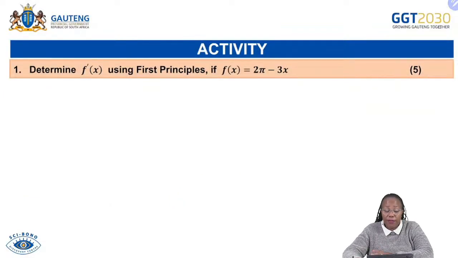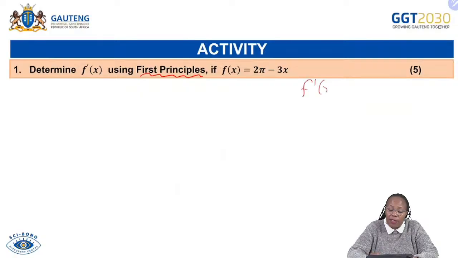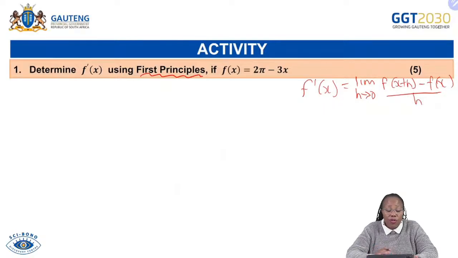And then grade 12, that is your activity. Look at this. This is on first principle. That means you must use your formula from the formula sheet, which states that f derivative of x is equal to the limit of h approaching 0 of f at x plus h minus f at x all over h. And then now you need to simplify this. This is 5 marks, grade 12. I am giving you 3 minutes to complete this activity. Your 3 minutes start now.